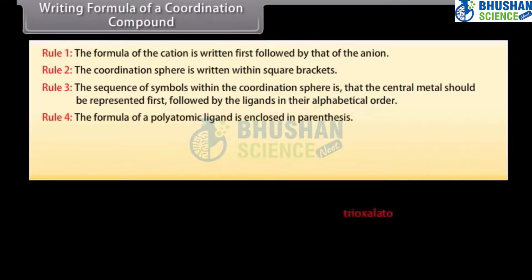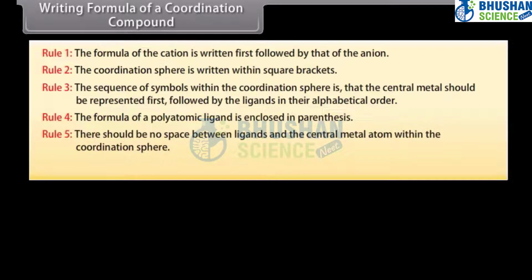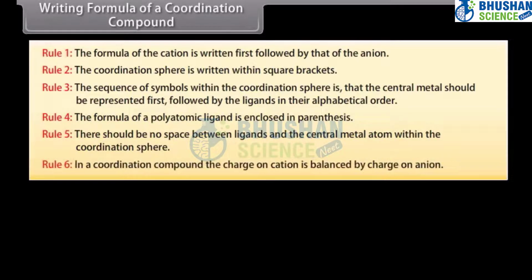Rule 4. The formula of a polyatomic ligand is enclosed in parentheses. Rule 5. There should be no space between ligands and the central metal atom within the coordination sphere. Rule 6. In a coordination compound, the charge on cation is balanced by charge on anion.